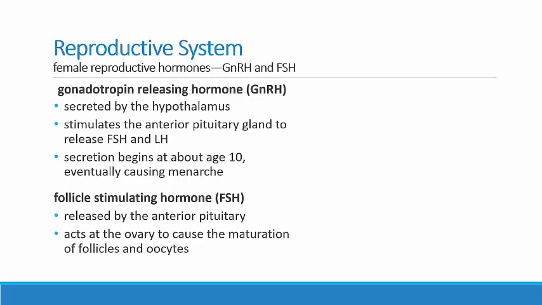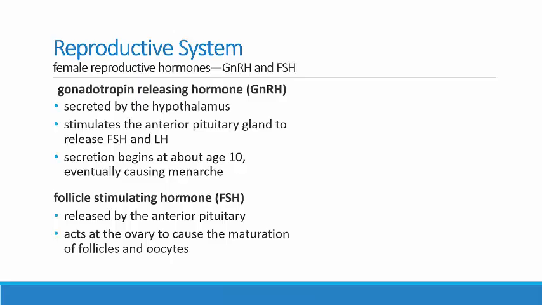Okay, so just like we saw in the male reproductive system, it's gonadotropin releasing hormone, or GnRH, that is the trigger that begins puberty and that manages the production of the female reproductive hormones. GnRH is secreted by the hypothalamus, and it stimulates the anterior pituitary gland to release the follicle-stimulating hormone and luteinizing hormone that the anterior pituitary makes.